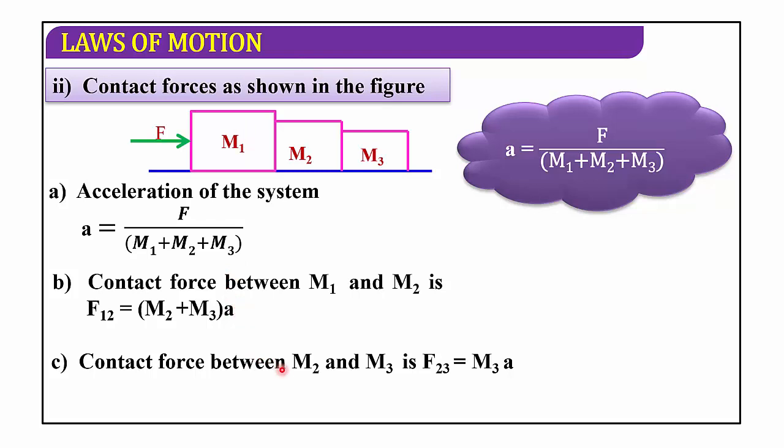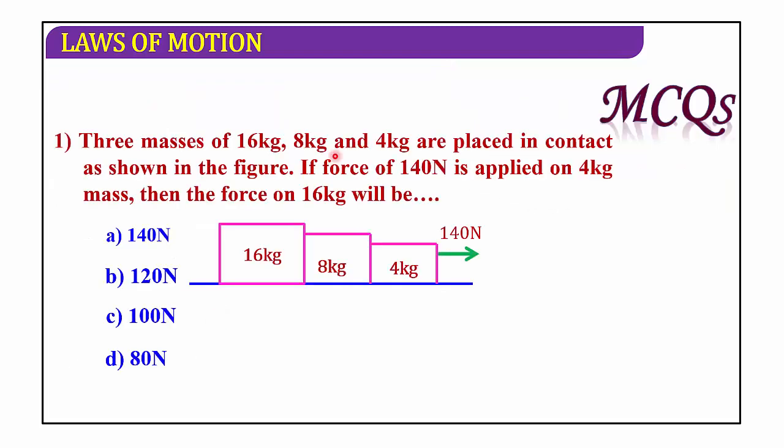Then third point, contact force between M2 and M3. M2 and M3 means M3 is singly applying force on M2. So you can write F23 is equal to M3A. Is it clear? This is very tricky. You can remember these equations. They can give any number of objects. Easily you can solve the multiple choice questions. Right? Yes. Now we go for multiple choice question on this concept.